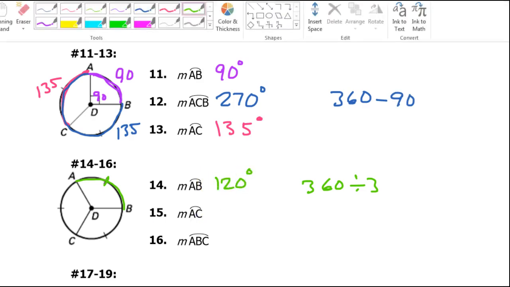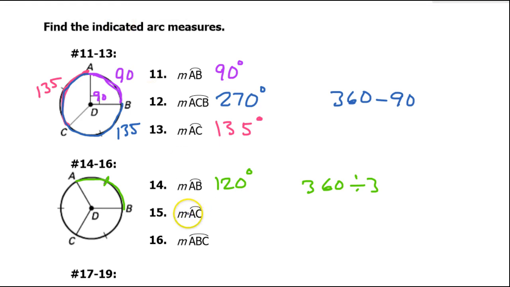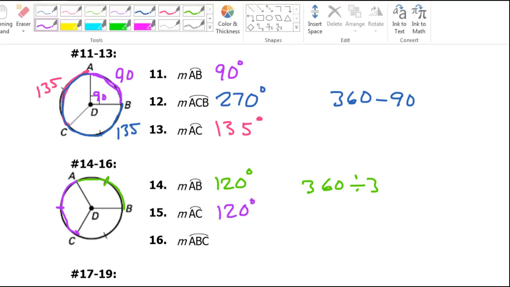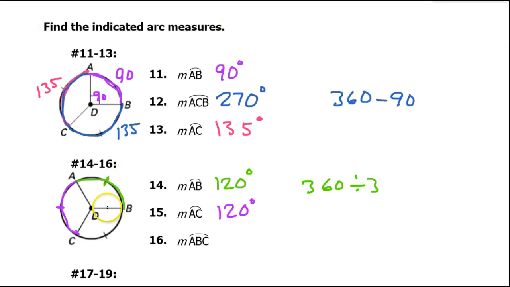All right, next we have arc AC. Okay, that's the same exact thing. It's just a different section, but it's the same. So that's also going to be 120. Okay, now how about arc ABC? Well, arc ABC goes like this. All right, so that's just two of them. So 120 plus 120, that's 240.